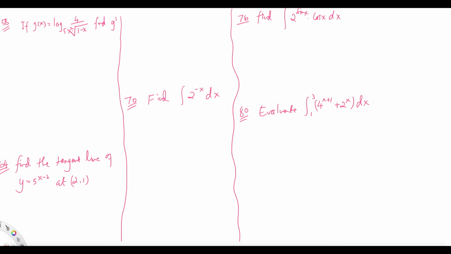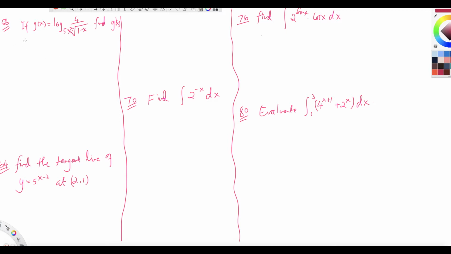Okay, so let us do question number 58 from the book. The question is you need to find g prime of x, that is the derivative of this function, log base 5 of 4 over x squared times root under 1 minus x.